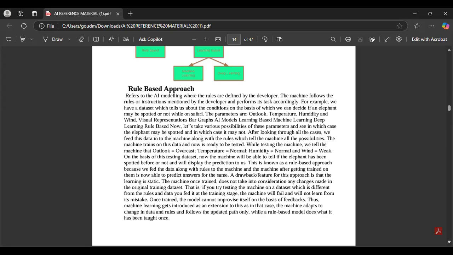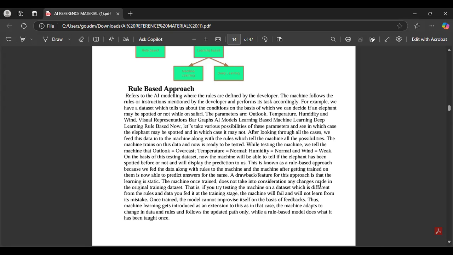Another example, children. Now you are preparing for your exam, right? As a teacher, I am creating rules for you on how to prepare for your exam. Children, prepare for your exam in this way, then you will get good marks. You are following my rules, and according to that you are preparing for your exam. Here, you are not making your own algorithms or using your own methods for learning. That is the rule based approach, working with the rules. Here, who is going to define the rules? The developer.